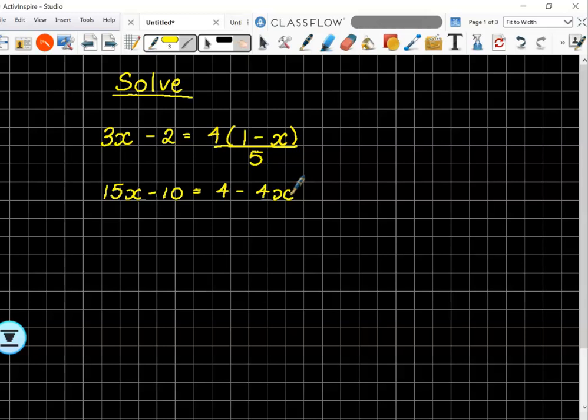What is our goal here? To get x's on one side, and non-x's on the other. So we end up with 19x, because to get rid of the take 4x we add, and to get rid of the take 10 we add, we get 14. To get rid of that times 19, we're going to divide by 19. And the whole point is that it's this one singular value that, if you sub back up into here, will make that equation true. It'll make it equal. Does that make sense?